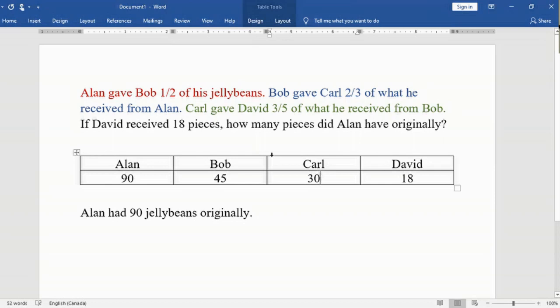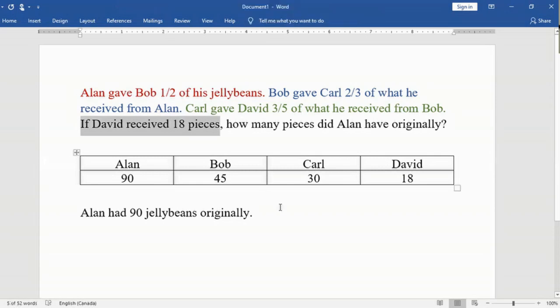Now, if Carl gives David 3/5 of what he received from Bob, 1/5 of 30 is 6. And 3 times 6 is 18. And we know that David received 18 pieces. So our conclusion, Alan had 90 jelly beans, is correct.